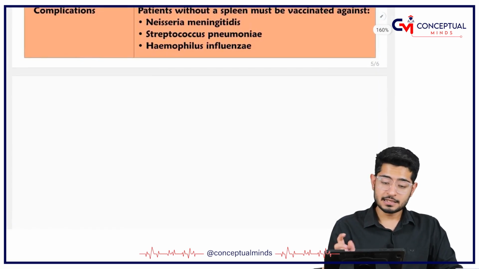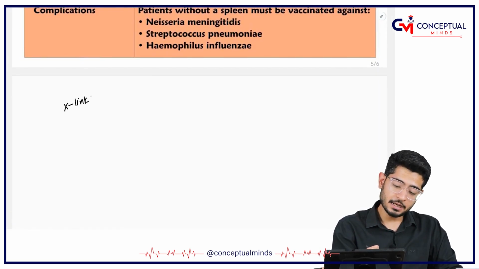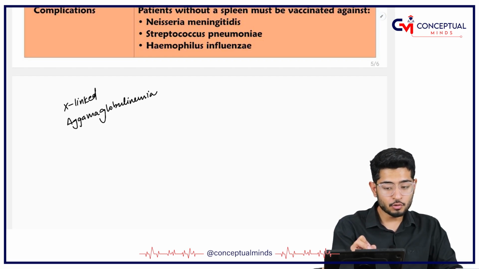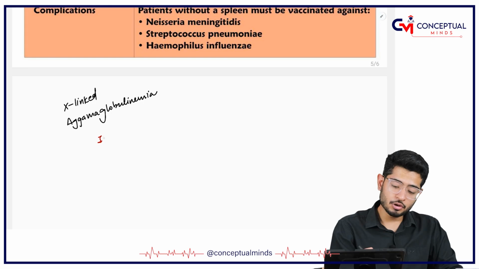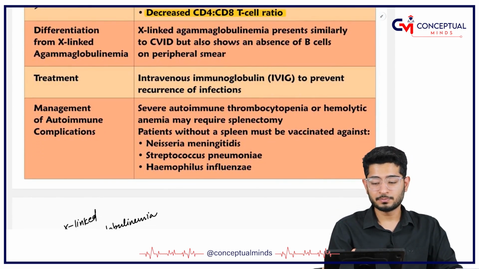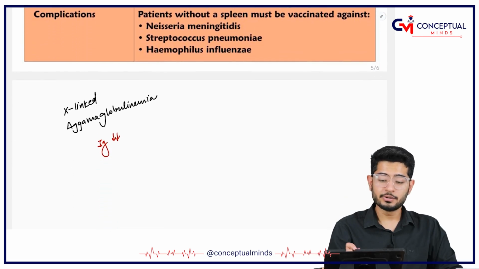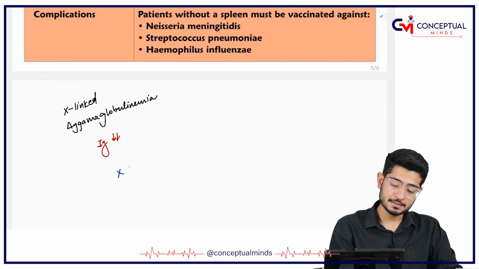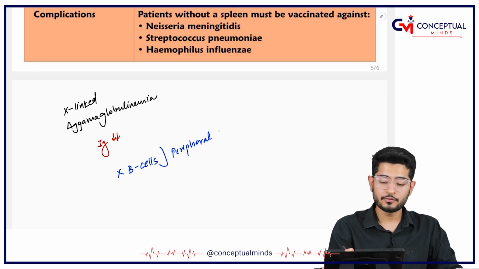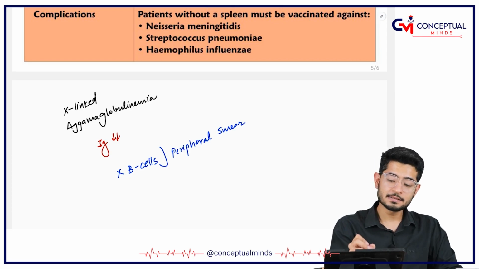Now there is a condition which is called X-linked Hypogammaglobulinemia. It's actually an X-linked condition. As the name suggests, there will be no gamma globulins, so the immunoglobulins are going to be very low. Understand one important part: X-linked Hypogammaglobulinemia is not going to have even the B cells. Whenever you perform a peripheral smear, there will be no B cells in X-linked Hypogammaglobulinemia.